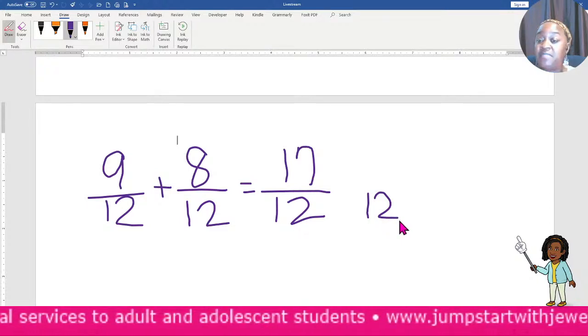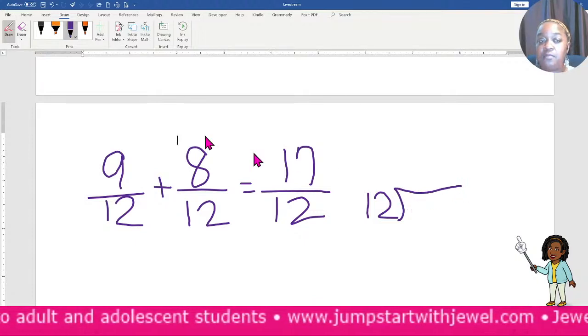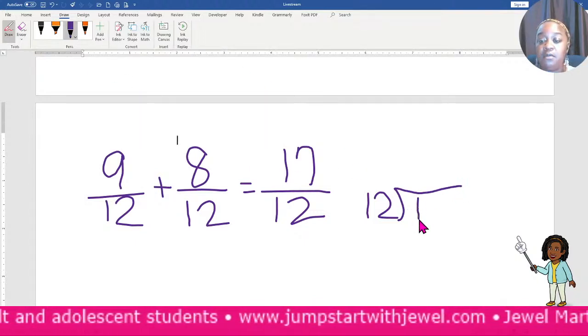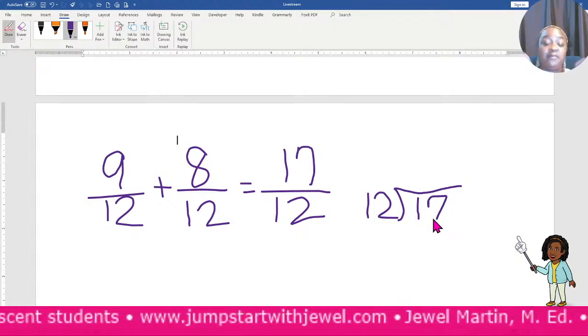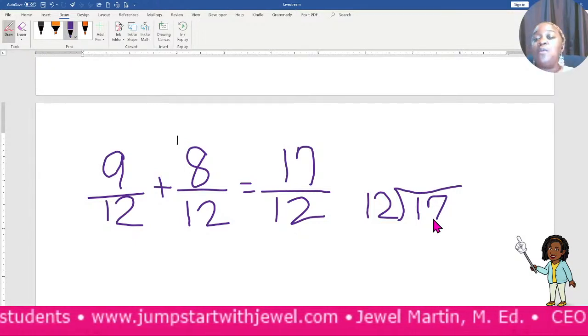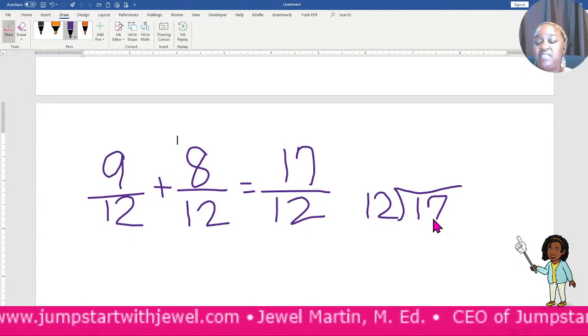The 12 becomes our divisor. Put our little division sign up. That looks real sloppy, sorry, me and this mouse. And then our 17 becomes the dividend. So same thing, we're going to divide. How many times can 12 go into 17?